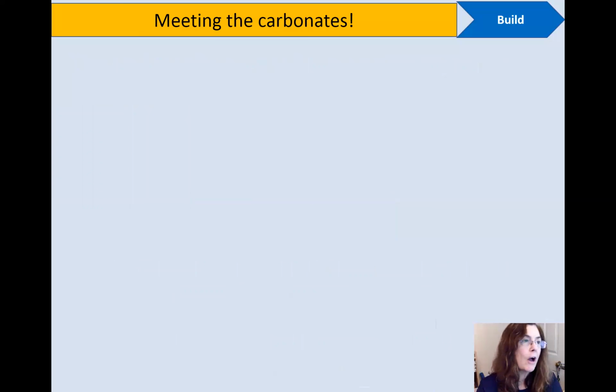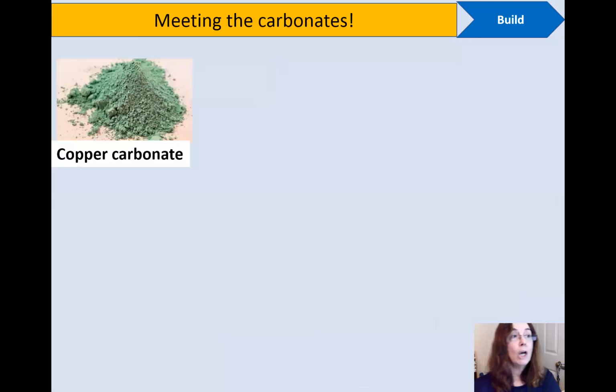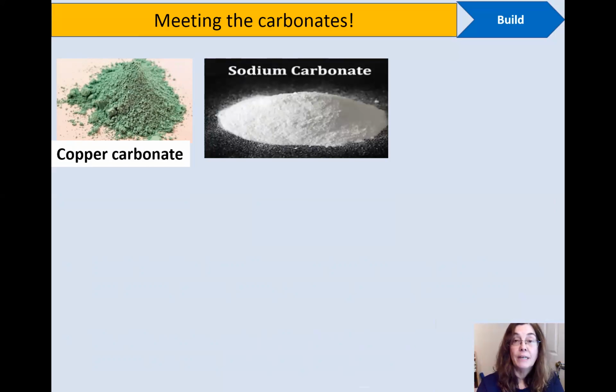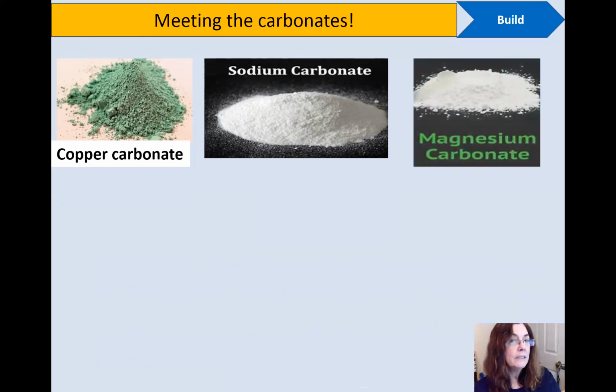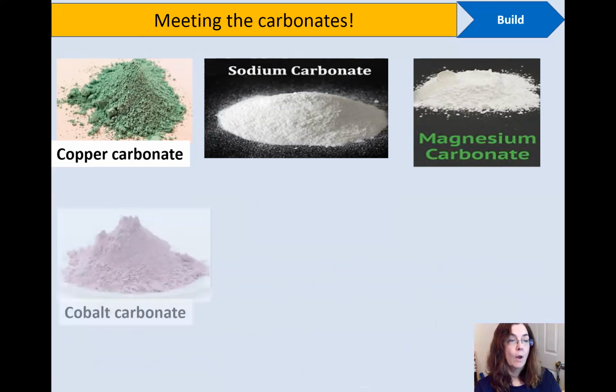Okay, so let's meet some of the carbonates. Well, here's our first one, copper carbonate. Okay, so this is made from copper and carbonate, so copper carbonate. Our next one, sodium carbonate. It's made from sodium and carbonate, so this is a compound, sodium carbonate. Magnesium carbonate is made from magnesium and carbonate. We've also got cobalt carbonate. Beautiful pink colour, I quite like this one. So cobalt carbonate made from cobalt and carbonate.